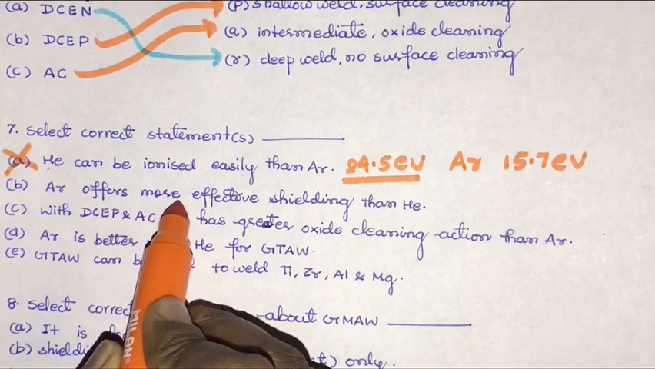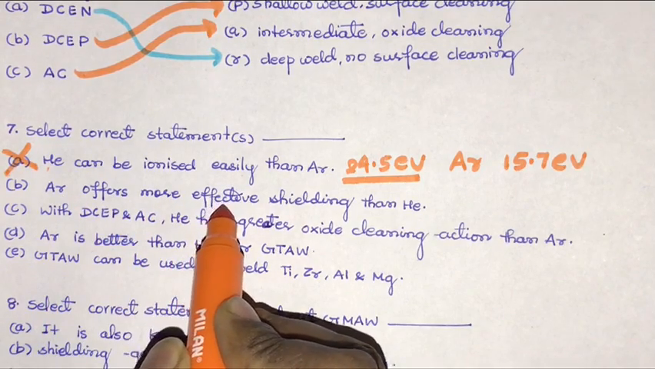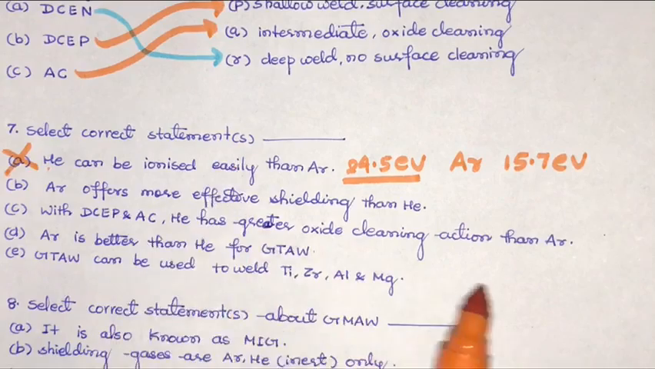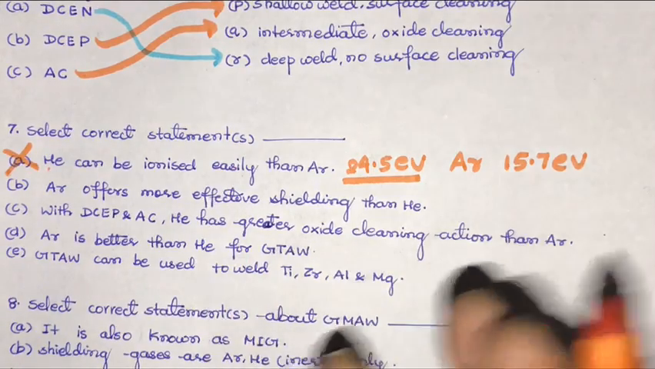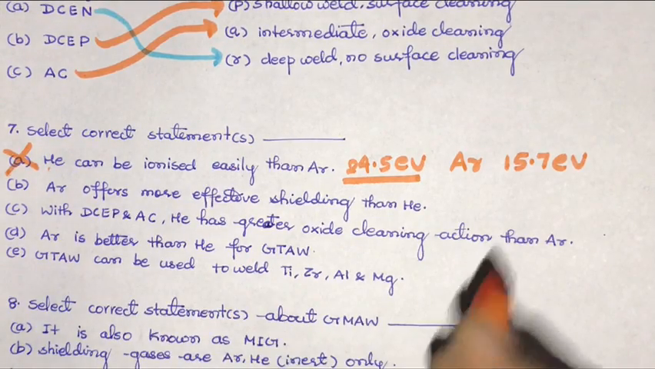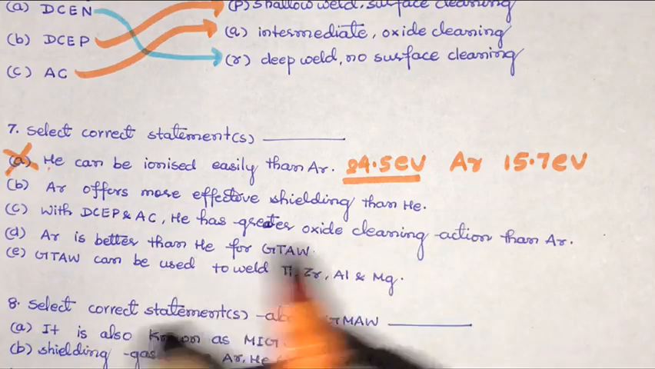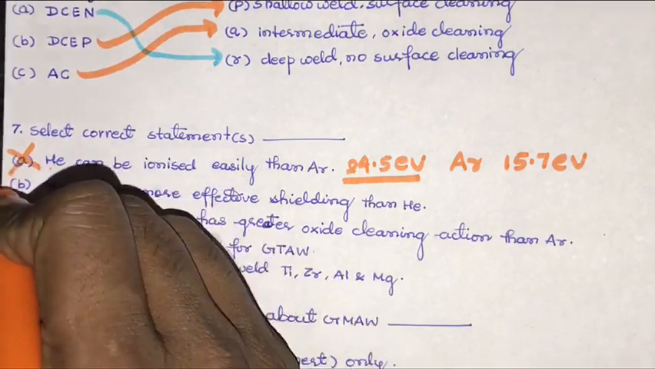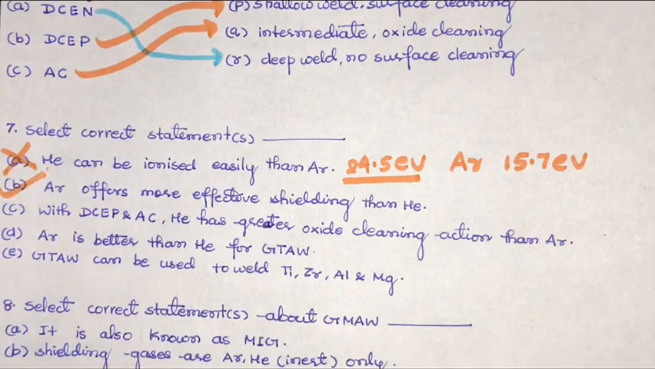Argon offers more effective shielding than helium. So we know that argon is a heavier gas and it is much heavier than helium, so it offers more effective shielding. This is absolutely correct.